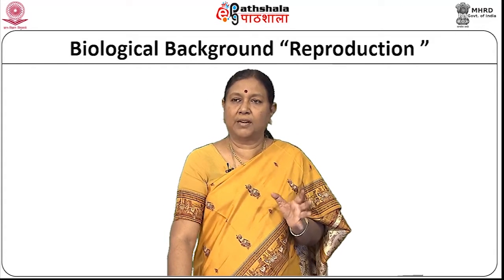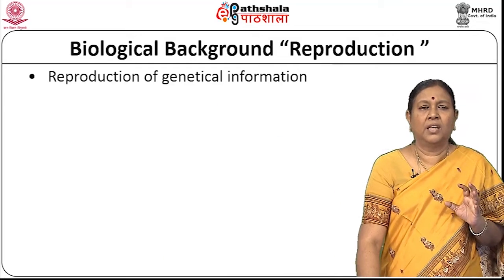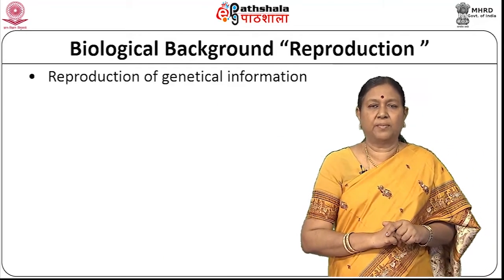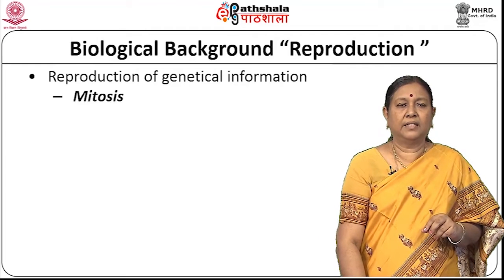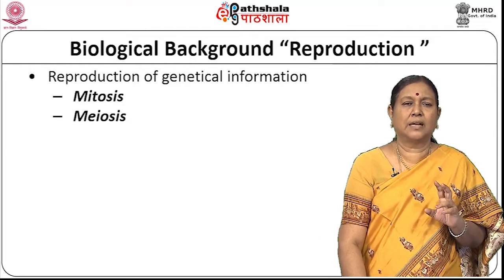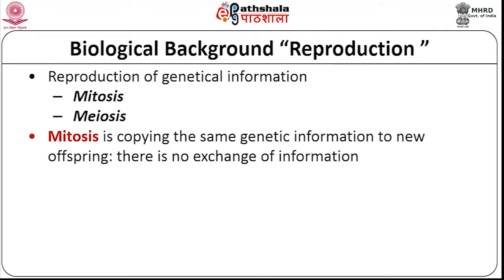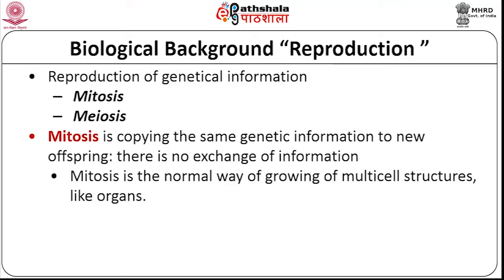So, this is as far as biological nature is concerned. Then we talk about the biological background again, reproduction. Reproduction of genetic information is what we are bothered about, and here we talk about mitosis and meiosis. Mitosis is copying the same genetic information into the new offspring. There is no exchange of information at all. This is called mitosis, and it is the normal way of growing multicellular structures and organs.